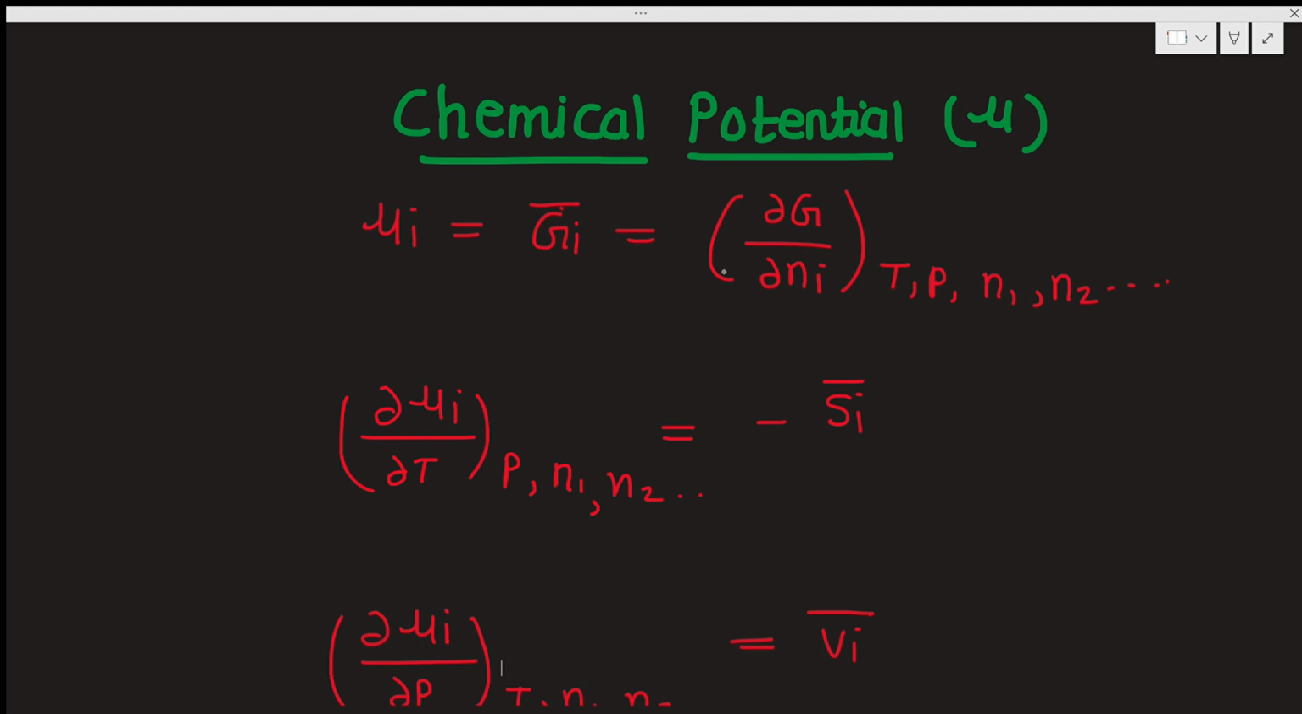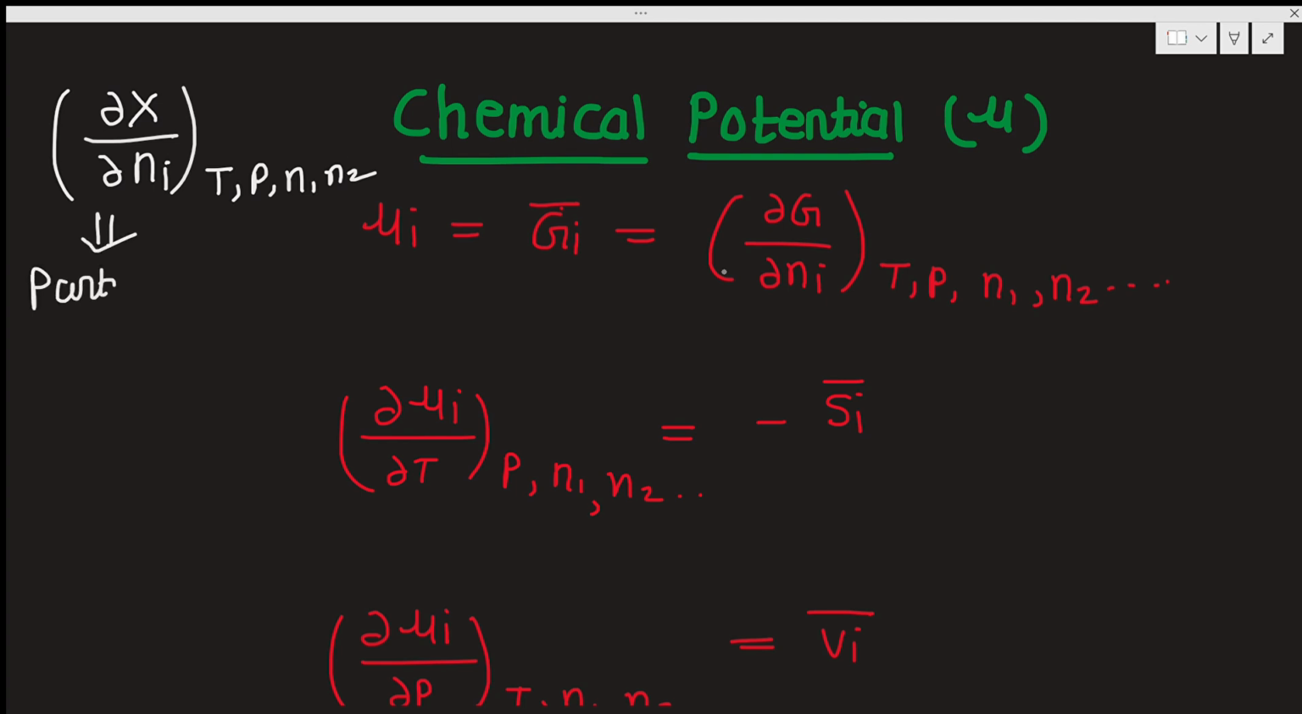It means if you have given any property in this manner, del X upon del Ni, you can find out at temperature, pressure and other number of moles. This is called the partial molar property. Okay, this is showing partial molar property. So you can find out any of the partial molar property in this manner, because it is depending upon the number of moles.